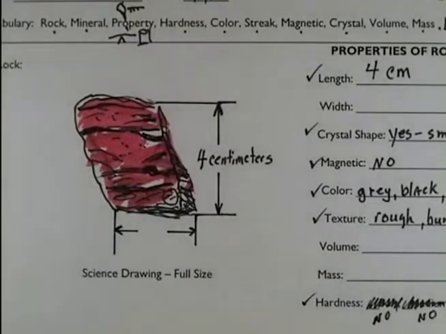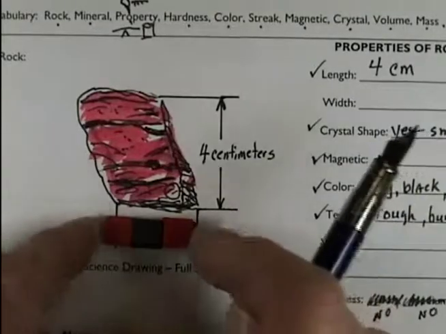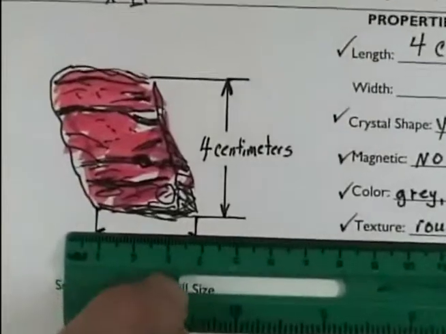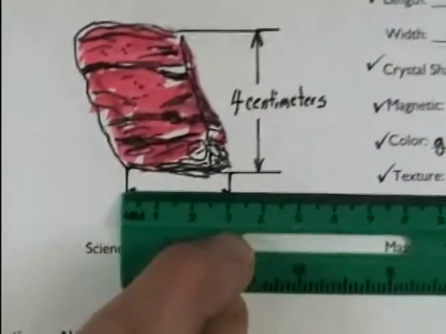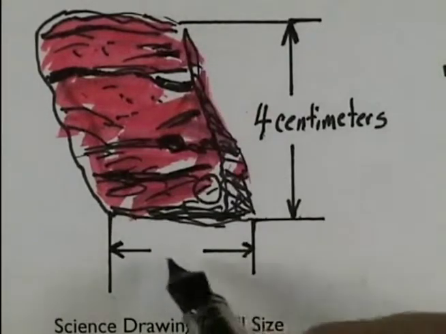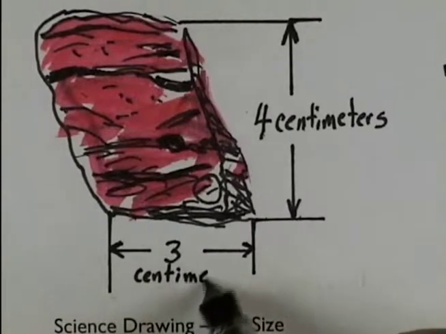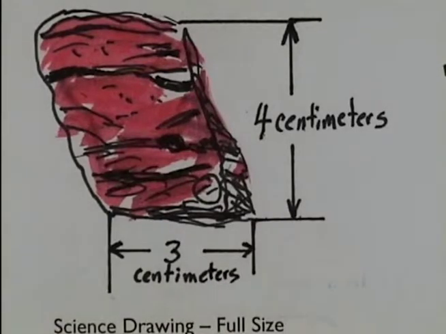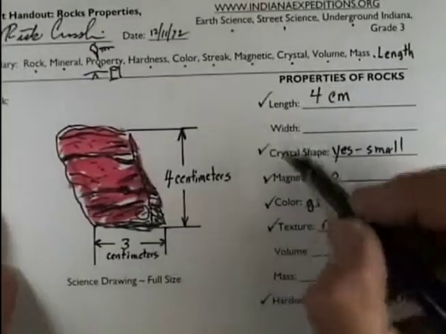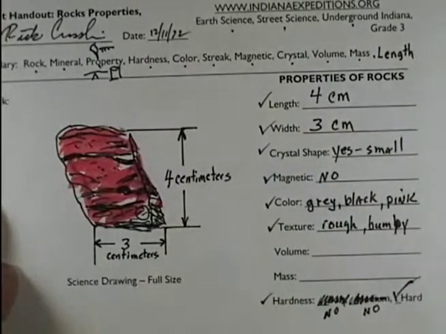How wide is it? I can use my centimeter cubes again, and it looks like it's 1, 2, 3. I can confirm that with my ruler, centimeter ruler, and look at that right there. 1, 2, 3. So I need to write 3 centimeters. Now I'll be able to find my width, which is 3 centimeters. It's one of the properties of this particular rock, 3 cm.